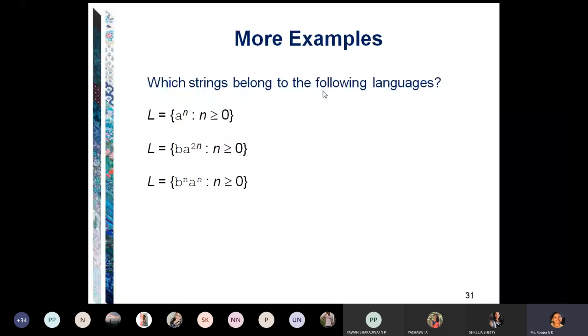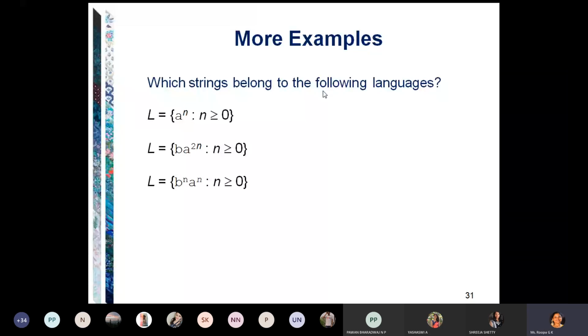B. Next one BAA. That is also fine. Third one, BAAAA. Not 3 A's, 4 A's, because 2n. Clear. Next, B followed by 6 A's, B followed by 8 A's, like that. Put dot dot dot.